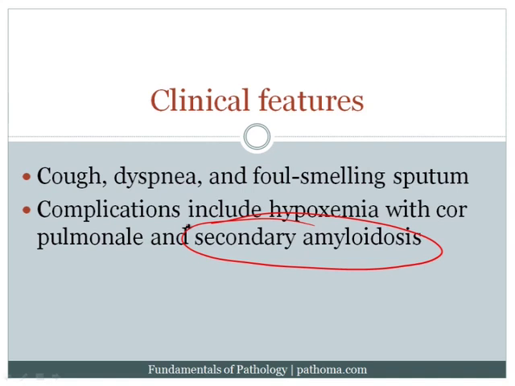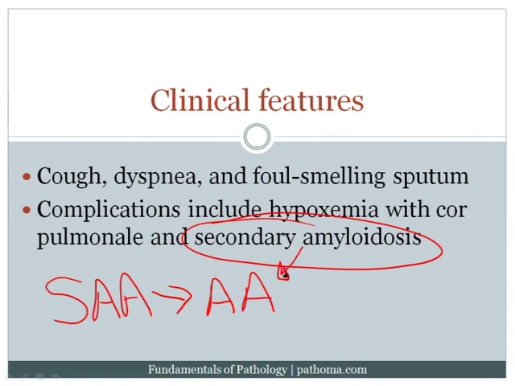In secondary amyloidosis, you have chronic inflammation, which produces an acute phase reactant called SAA. That's overproduced in chronic inflammation. That overproduction of SAA gets converted to AA, and it's AA that deposits as amyloid, and that's called secondary amyloidosis. So these patients would have secondary amyloidosis with deposition of AA amyloid. And that concludes our section on COPD. Very high yield, a lot of physiology, but very important to be aware of these diseases.